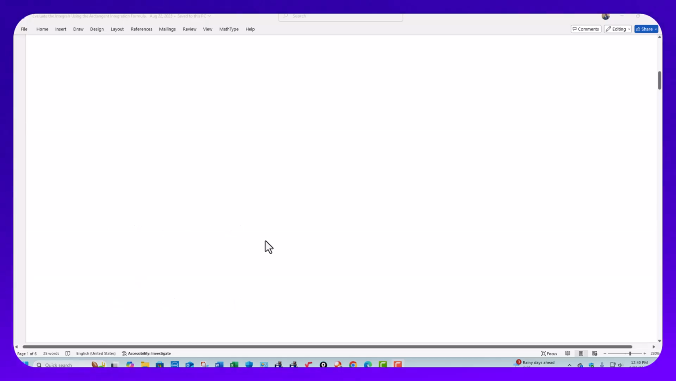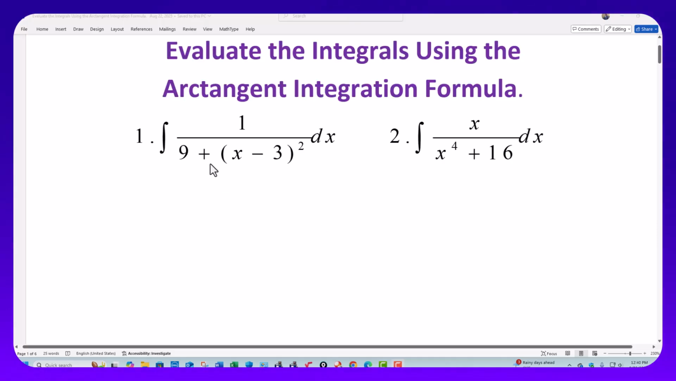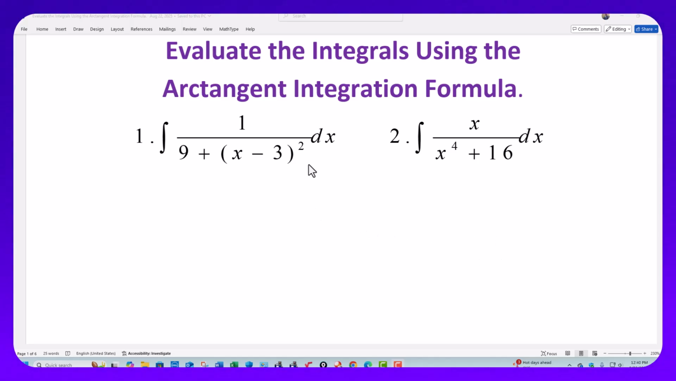Now, if you don't have access to this formula, or the instructor doesn't let you use the formula, you can still work these problems using a trig substitution involving the tangent function. You can also use a combination of trig and a u substitution.